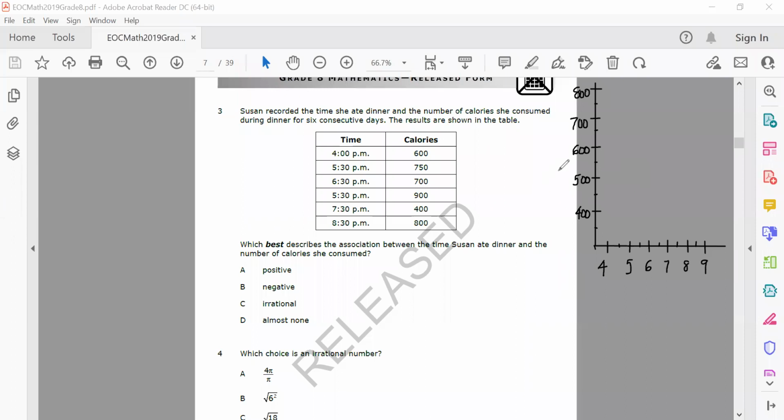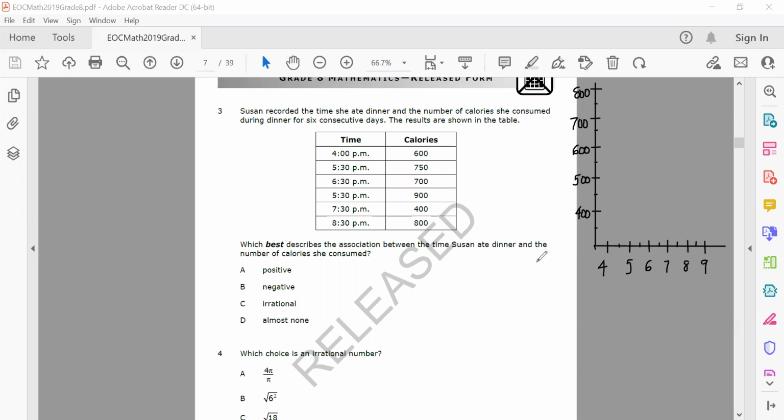All right, number 3. Susan recorded the time she ate dinner and the number of calories she consumed during dinner for 6 consecutive days. The results are shown in the table. Which best describes the association between the time Susan ate dinner and the number of calories she consumed?